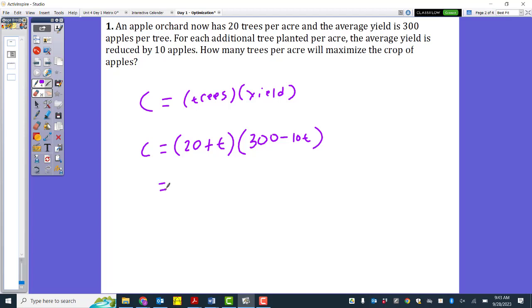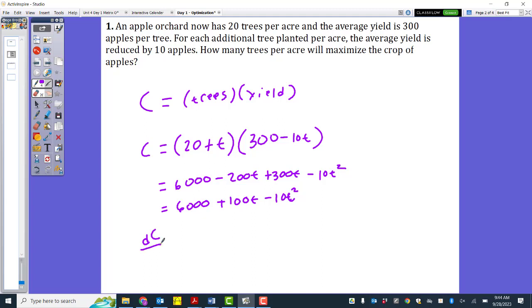So let's distribute this. We have 6,000 minus 200t plus 300t minus 10t squared. So that's 6,000 plus 100t minus 10t squared. We want to maximize this, so we need to take the derivative of it.